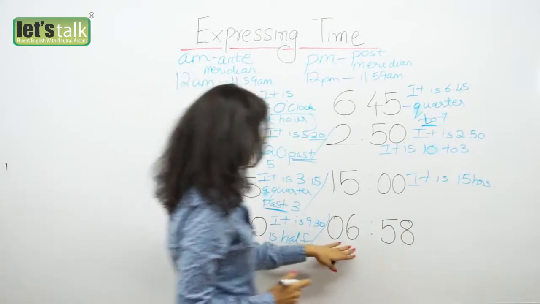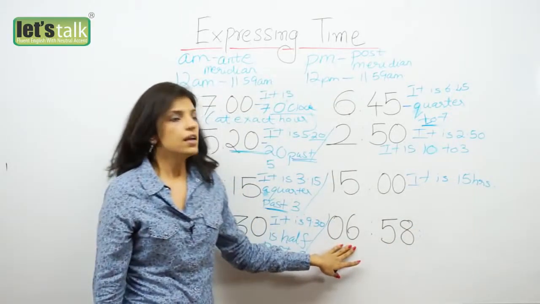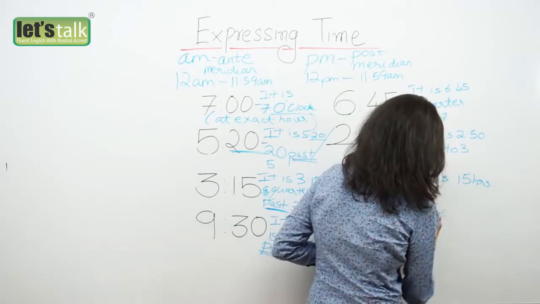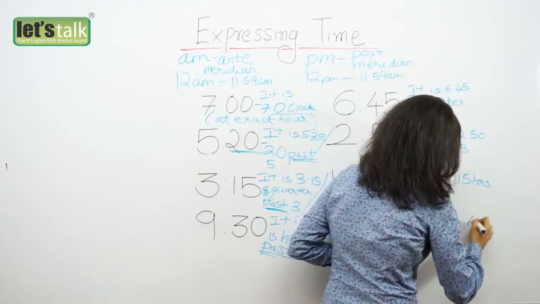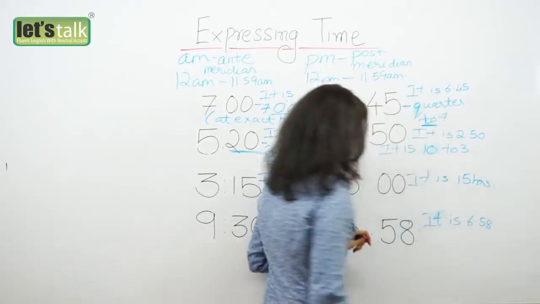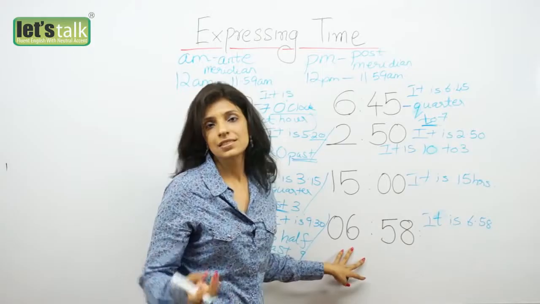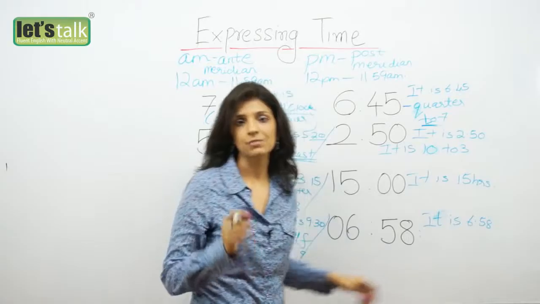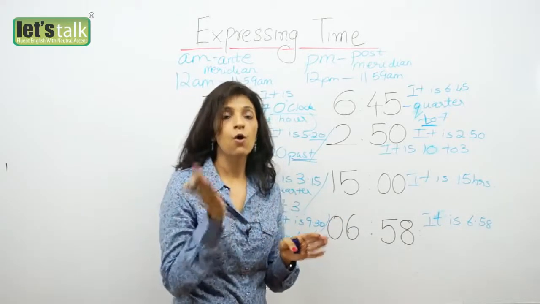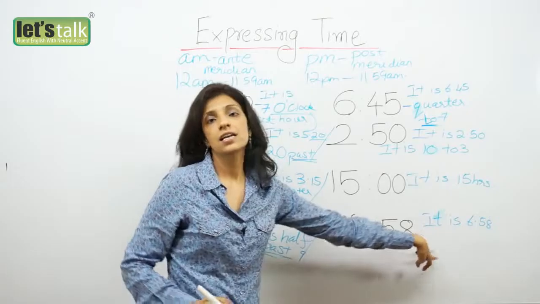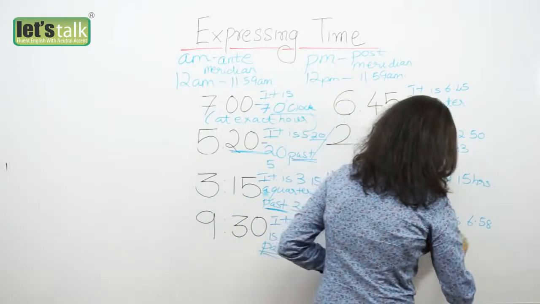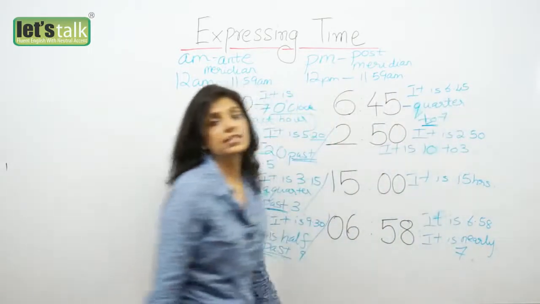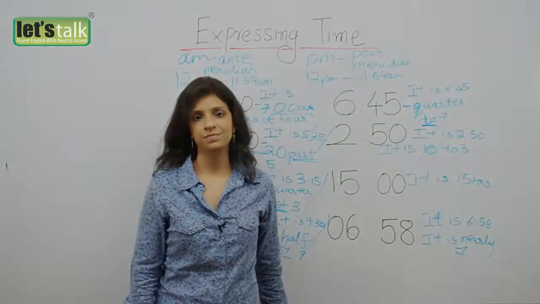Okay, friends, and here 6:58. Now, well, you can say it is 6:58. Okay, or you can actually, since it's only a matter of 2 minutes, you could just say it is nearly 7. Okay, that means just 2 more minutes, we are that close to reaching 7 o'clock. So you can say it is nearly 7. Okay, friends, I hope this much is clear to you now.